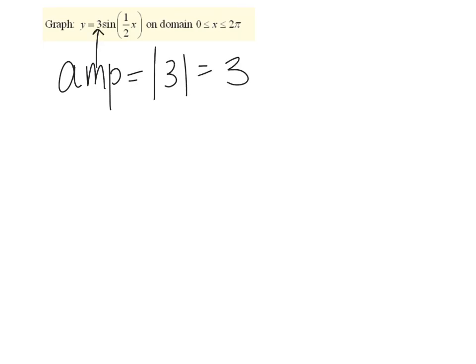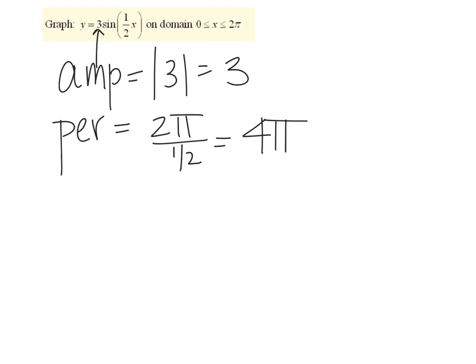Alright, so now let's look at y equals 3 sine of 1/2 of x. So first thing I'm going to do is write my amplitude. So that's that number right there. Absolute value of 3 gives me 3, so it's going to have an amplitude of 3. And the period is going to be 2 pi over 1/2. And that is going to be like 2 times 2 over 1, so that's 4 pi.